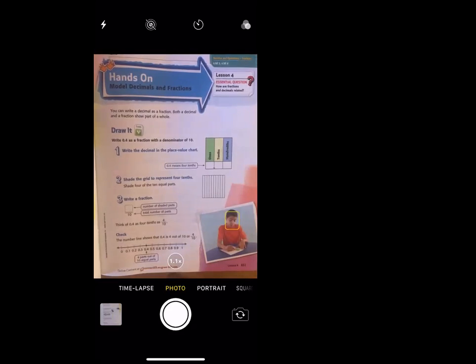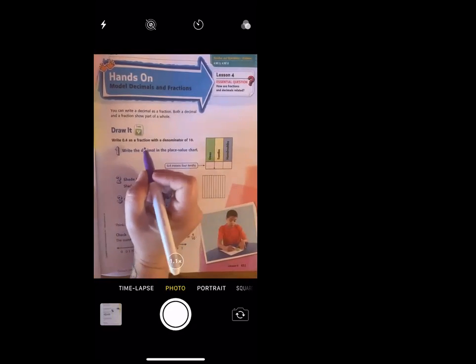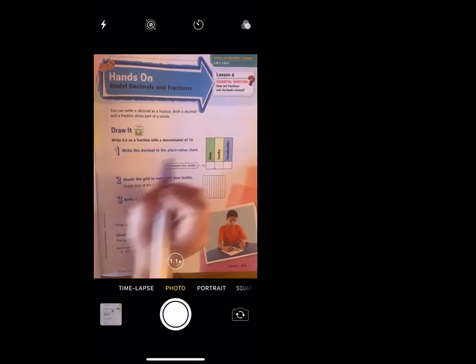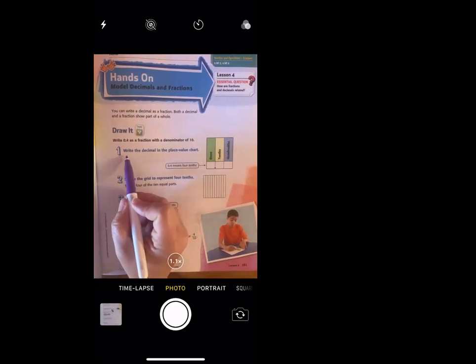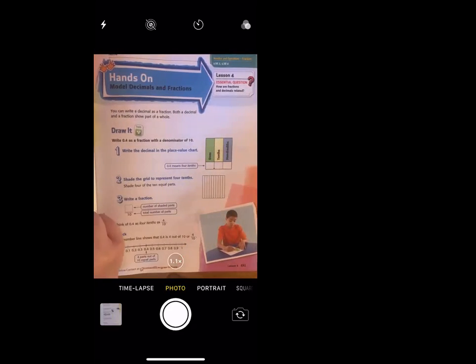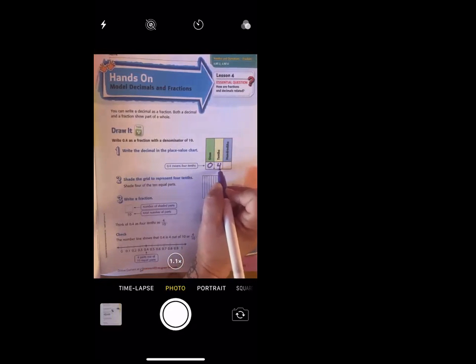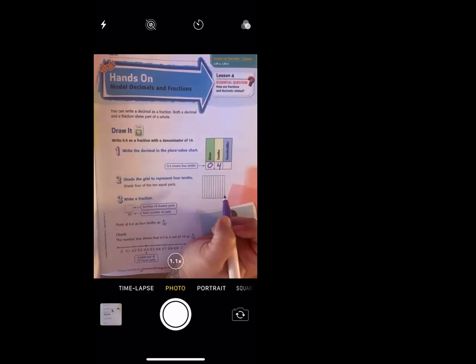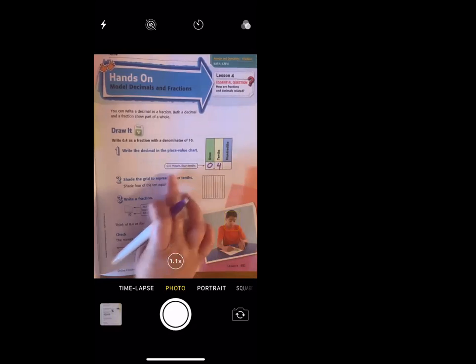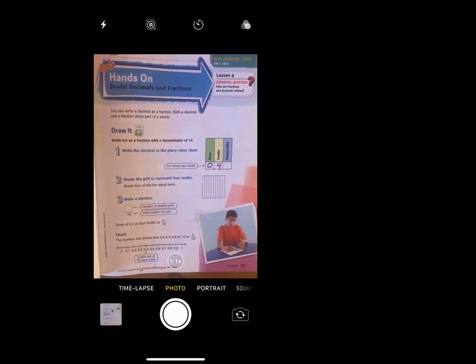Write 4/10 as a fraction with a denominator of 10. First, we're going to write the decimal in a place value chart. So it's 0 wholes, and then there's 4 tenths, and then there's 0 hundredths. All right, so 0.4 means 4/10.